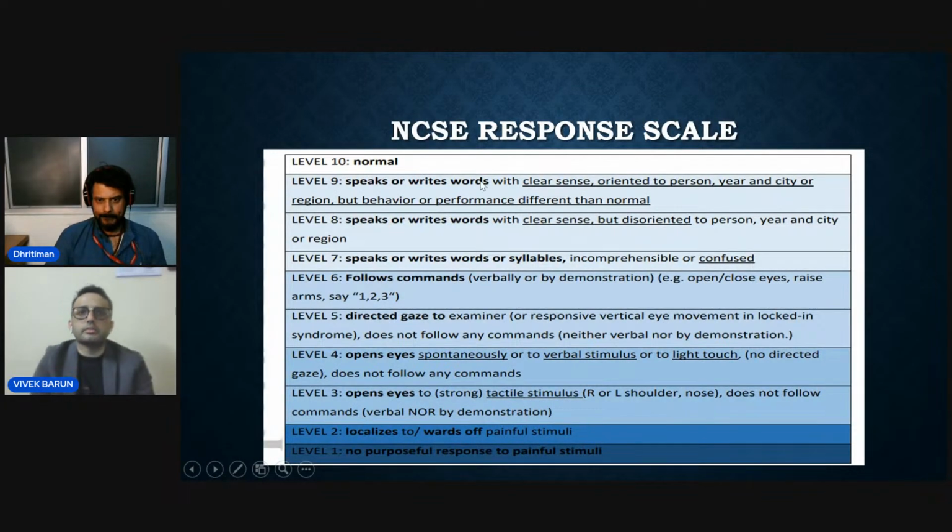This is the NCSC response scale. This is the objective scale which you can do bedside. This is a very simple scale. You can do this even in an intubated patient. So even after giving anti-seizure medication, if there is 1 point improvement, then you will count it as a clinical improvement.